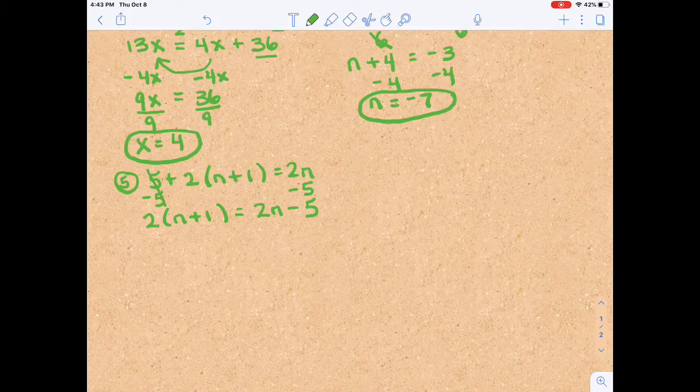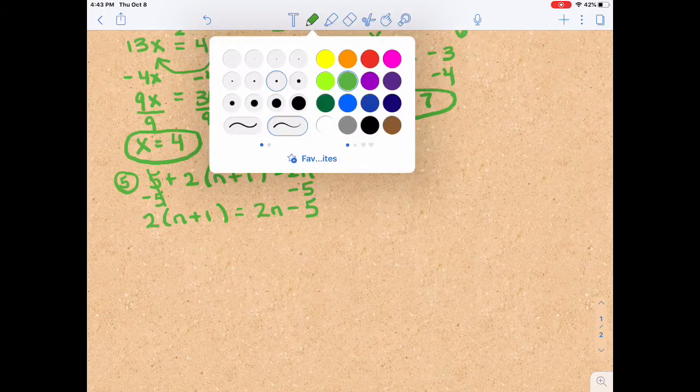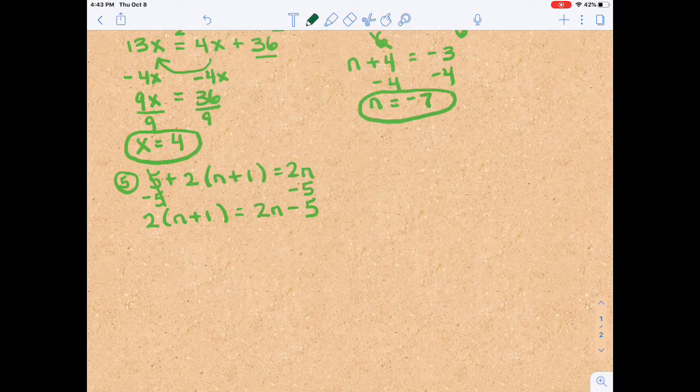Okay, I could go ahead and divide by 2, just like we did in the last problem, but in this case, I'm going to go ahead and do the distributive property. The reason being is I'm seeing something weird happening. I don't really want to draw this line and divide by 2, because look how messy it is on the right. So I'm going to do the distributive property. 2 times n is 2n, and 2 times 1 is 2.